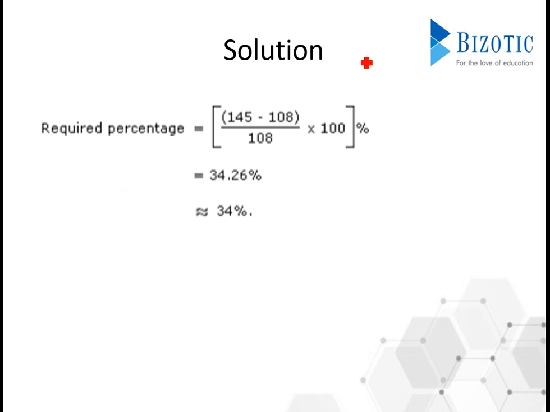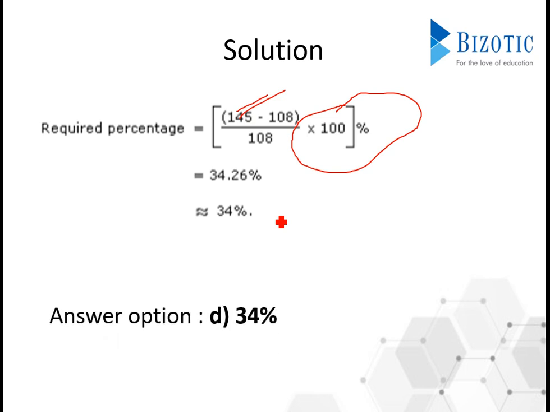Required percentage: batteries sold in 1998 minus those sold in 1992, divided by the initial value, which is 1992 again, into 100. Why? Because they have asked you to calculate the percentage. That will be 34.26 percent, which on approximation you will get as 34 percent. So that will give you the right answer, option D, 34 percent.